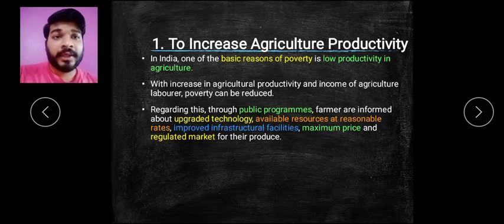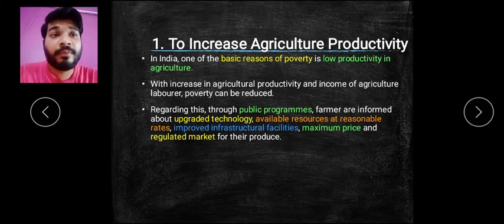Because mostly, because of the rain only, you find that many of the crop production is destroyed. So if the agriculture facility, warehouse facility, godown facilities are given to them, they can go with a better and good amount of agriculture production.